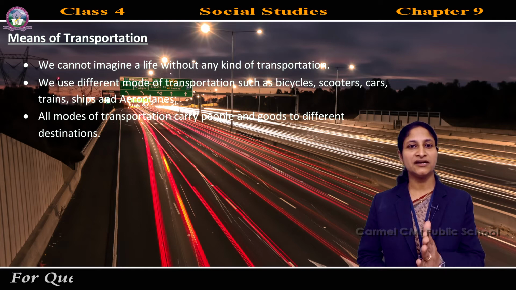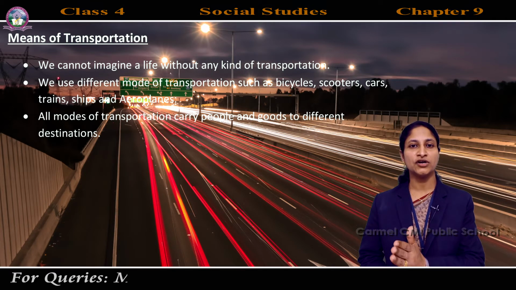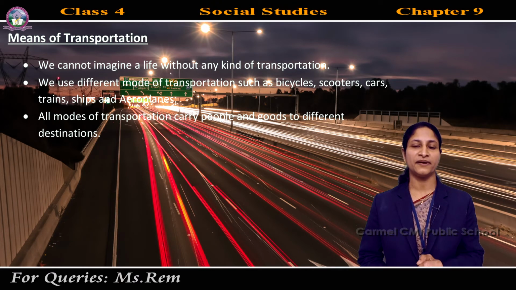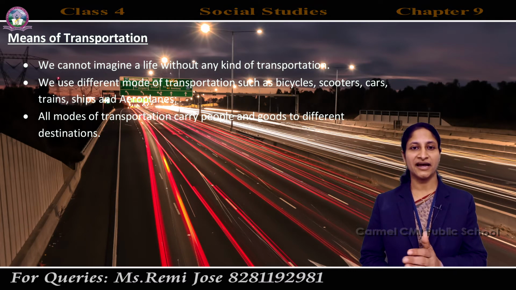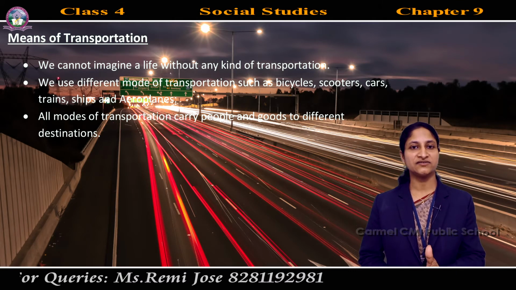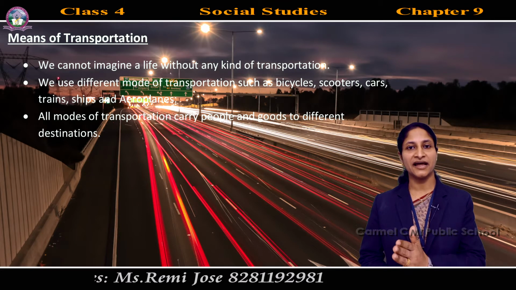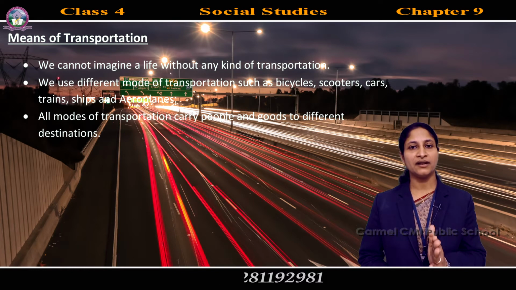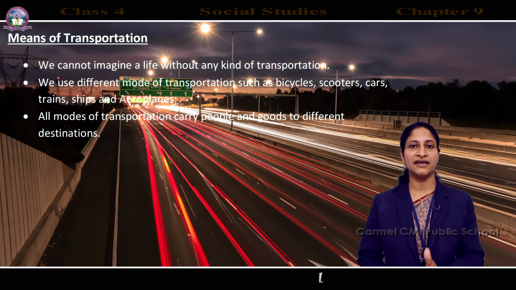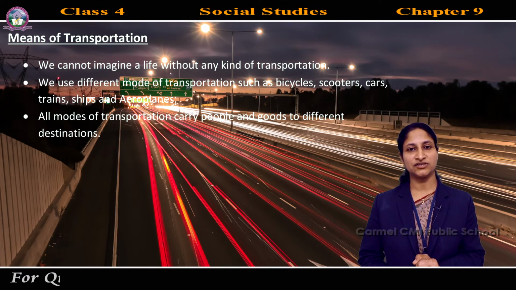So we use different means of transport to go from one place to another place. We use bicycles, scooters, cars, trains, ships, boats and aeroplanes. All these vehicles carry people and goods to their destinations. Now let us learn more clearly about these means of transport.